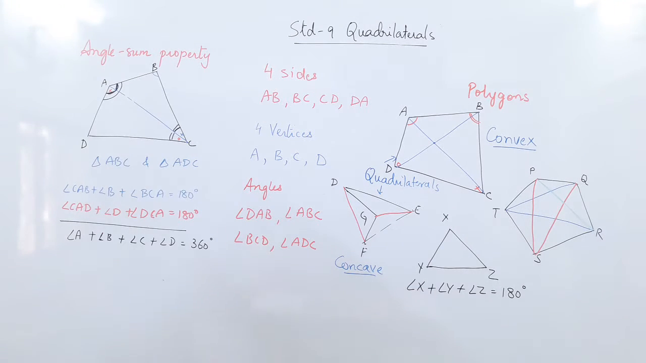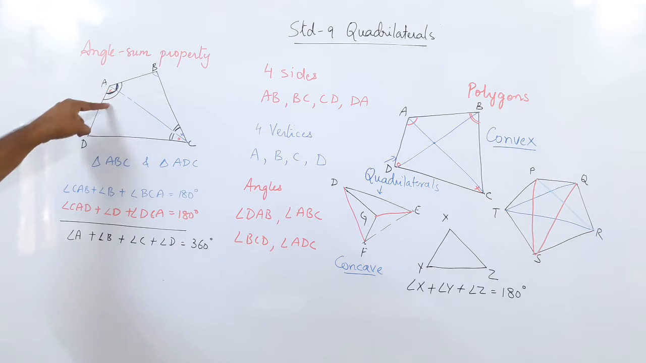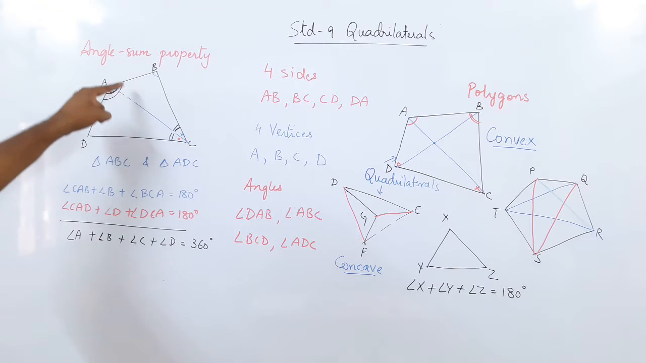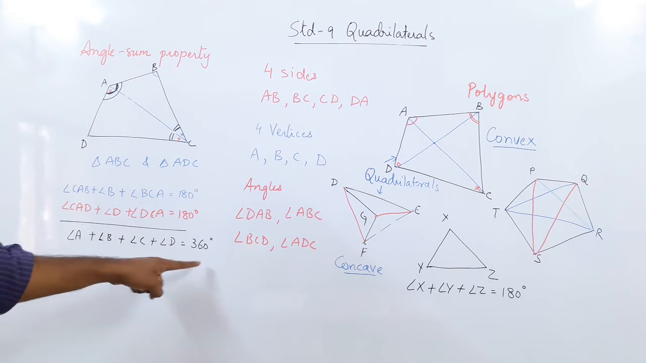So what we did, we broke up this quadrilateral into two triangles. The sum of these three is 180. The sum of these three is 180. But when I add these two angles, I got the whole angle A. When I add these two angles, I get the whole angle C. So angle A plus angle B plus angle C plus angle D is 360.